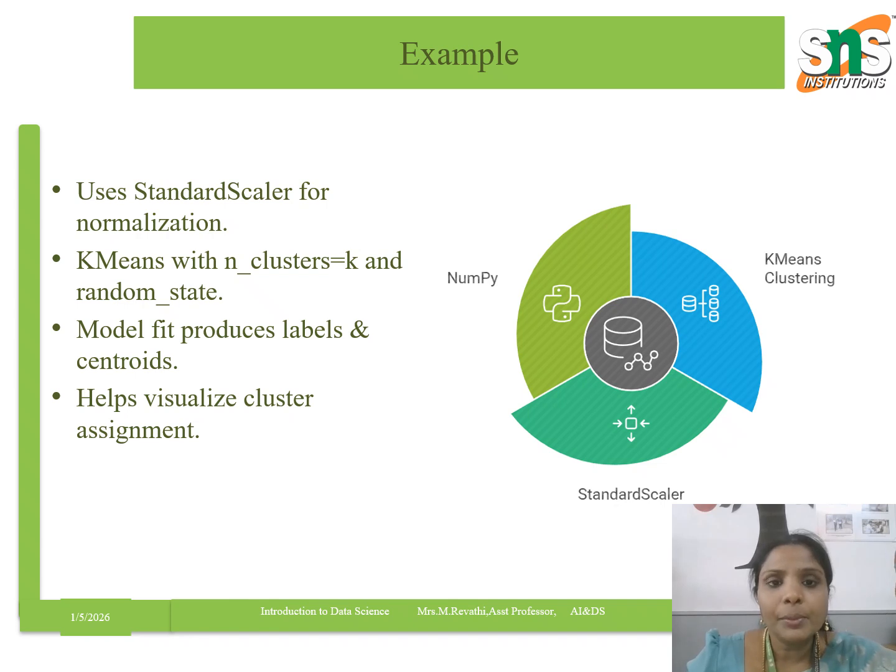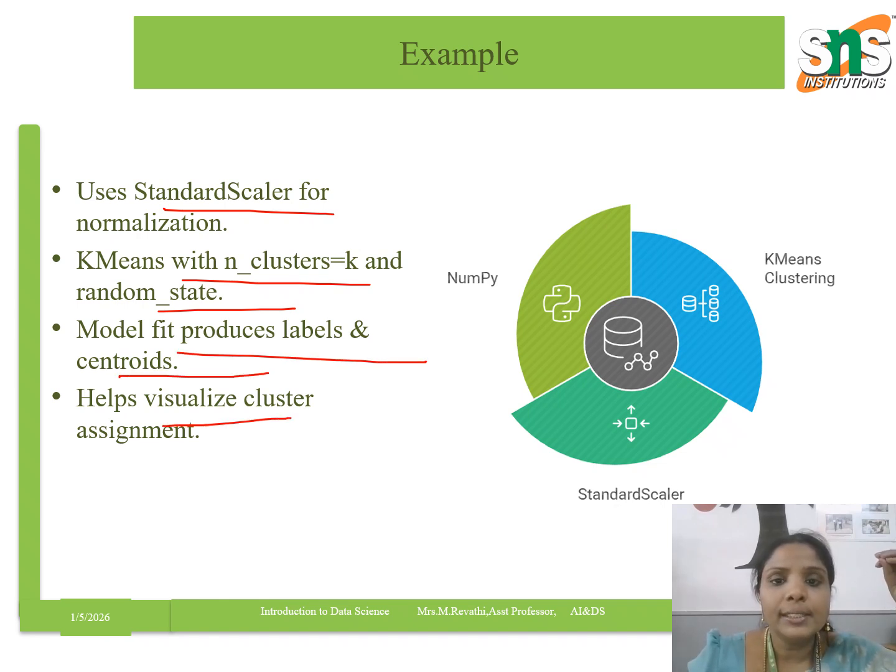For example, in a practical example, we first normalize the data using a standard scaler. Then we apply the K-means algorithm by specifying the number of clusters and the random state. After fitting the model, we obtain cluster labels and centroids. Then we visualize how the data points are grouped. This is an example of how the K-means algorithm works on large data sets.